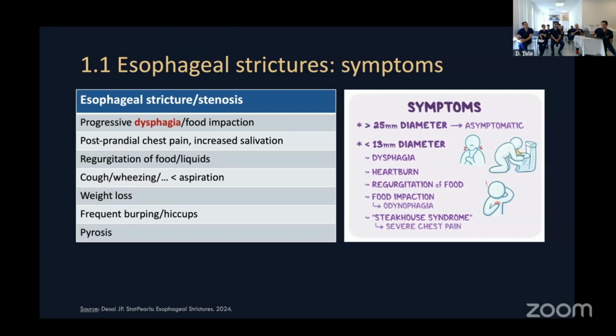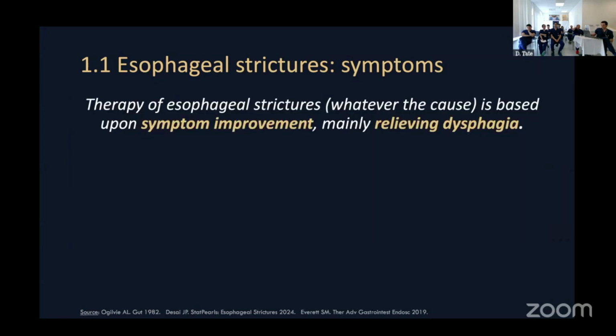Esophageal symptoms are mostly progressive dysphagia or dysphagia on its own, and patients can also present with a food impaction, but if you ask them some questions, they will say that they have had progressive dysphagia over the last couple of months. This is mostly related to a stricture with a diameter of 13 millimeters or less, and if it's above 25, then patients are usually asymptomatic.